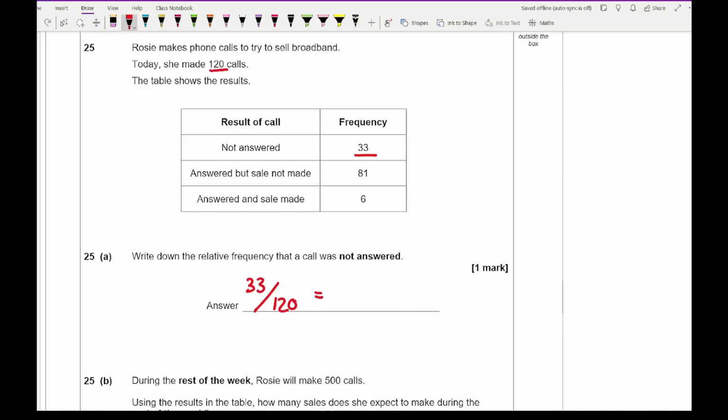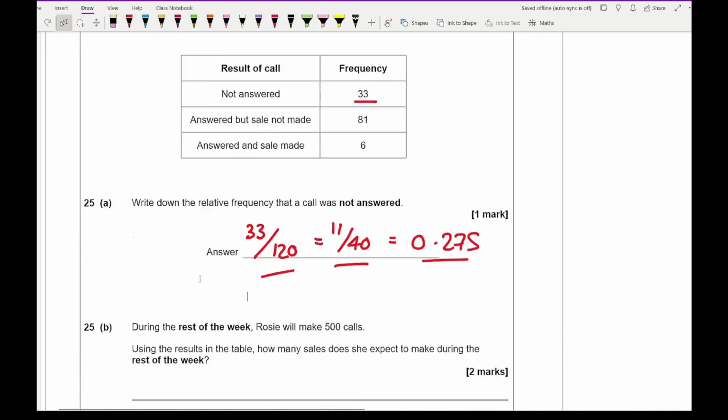And I just need to check if that simplifies. So if I type that into my calculator, it does simplify to give me 11 over 40. But you could also give relative frequency as a decimal, so it's 0.275. So any of those three answers would be good enough for the single mark.